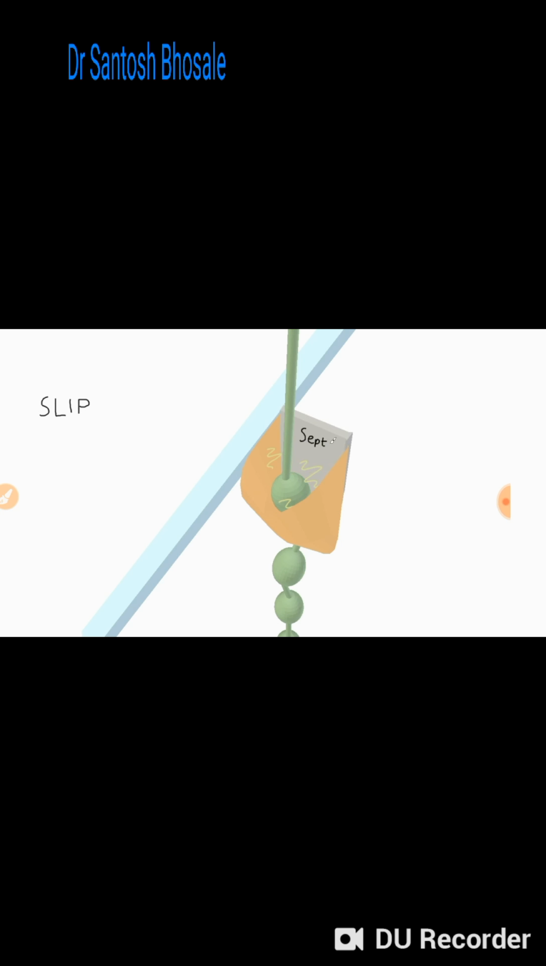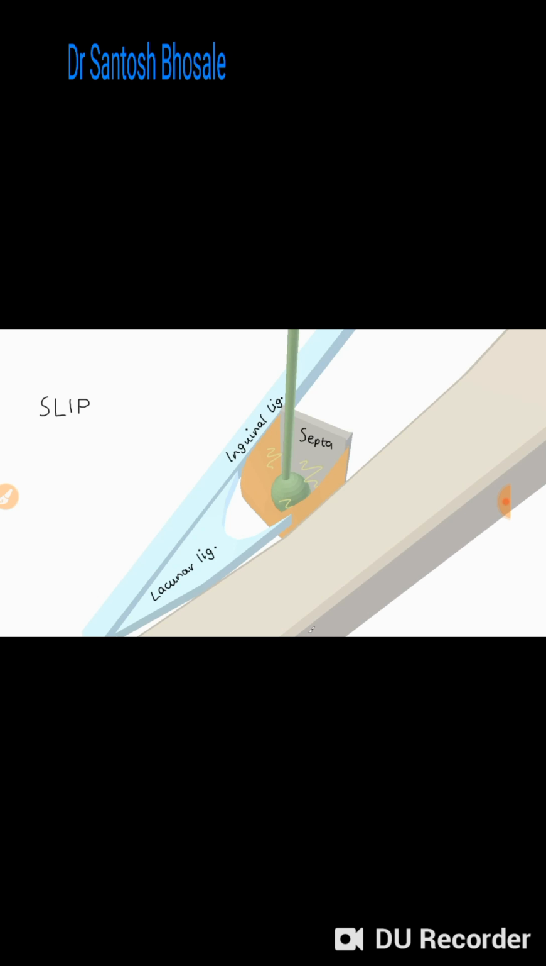The lateral wall is formed by the septum which separates it from the femoral vein. The medial boundary is formed by the lacunar ligament, anteriorly by the inguinal ligament, and posteriorly the pectineal line of the pubis. So these are the boundaries of the femoral canal: anteriorly the inguinal ligament, posteriorly the pectineal ligament, laterally the septum, and medially the lacunar ligament.